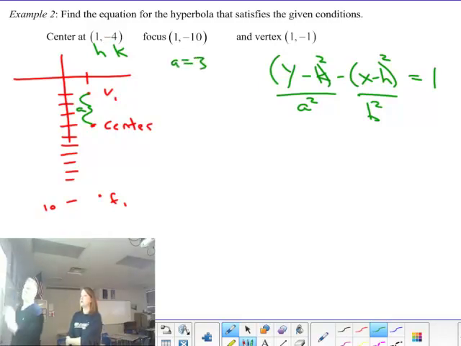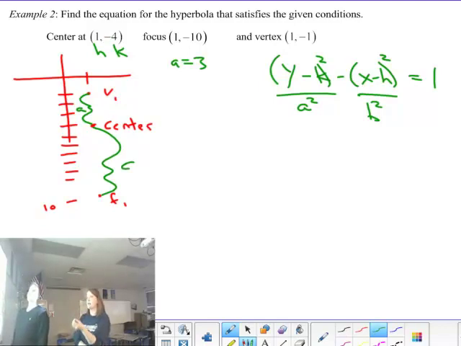All right. So A is 3, and then we need our B value. We don't have any way to find B. We don't have a box. We don't have asymptotes. But we do have a focus, which is going to tell us C. So if I was at -4 and I went down to -10, my C would be 6. Are those ever going to be negative? No, they won't, because they're distances. It's not like a P in a parabola, which can be negative.